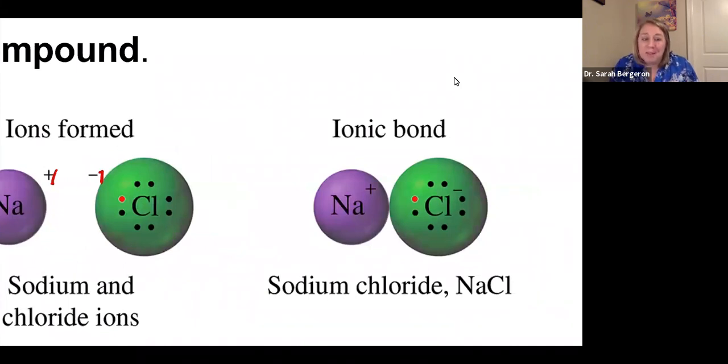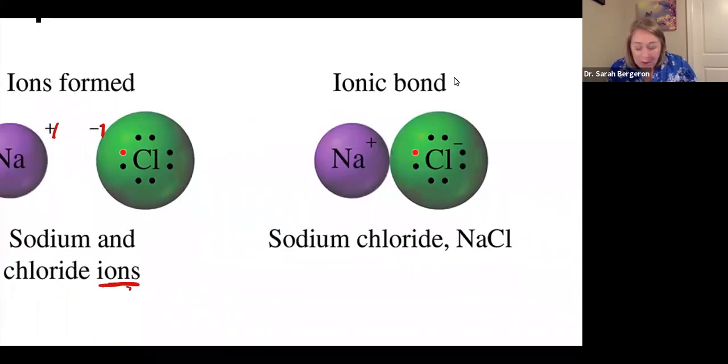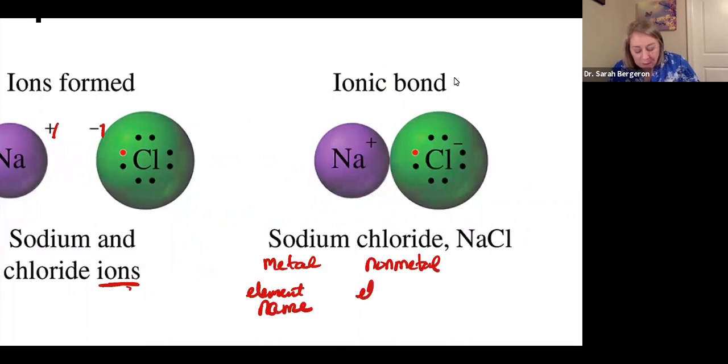Now we name this. It's no longer just naming our ions. It's not the sodium ion and the chloride ion, it's sodium chloride. The way we name our ionic compounds is we always say our metal first, then we say our non-metal. For our metal, we just say the element name. For the non-metal, we say the element and then add the -ide. So there it is, chloride. And this is table salt. This is what you put on your food.